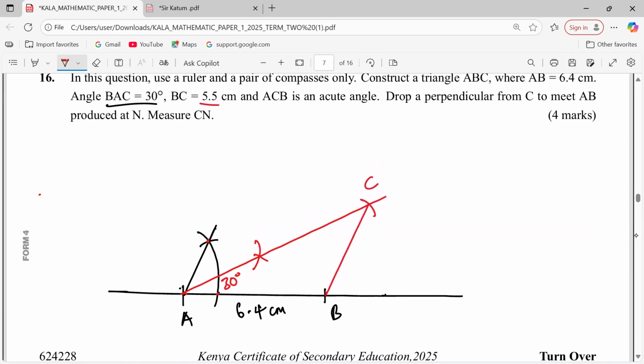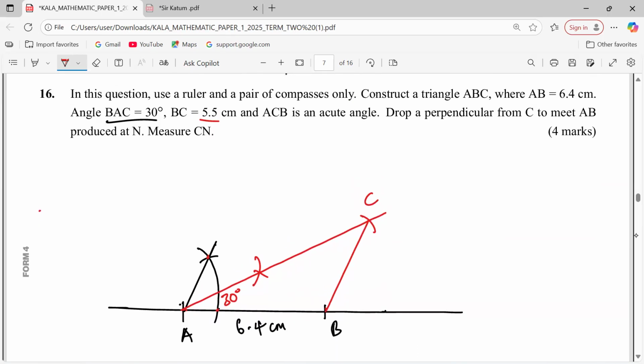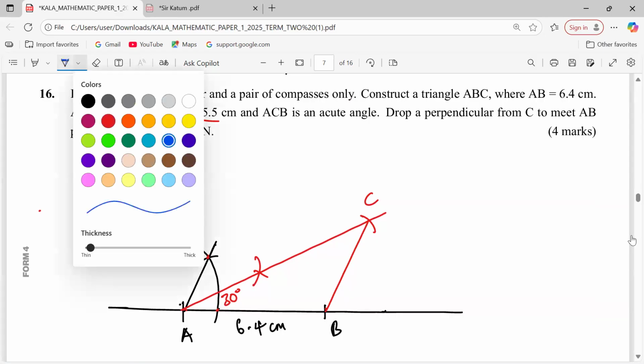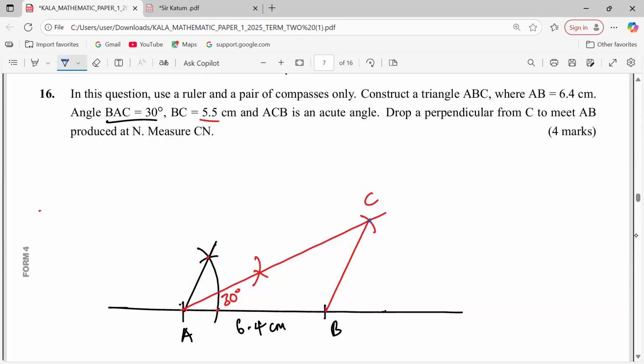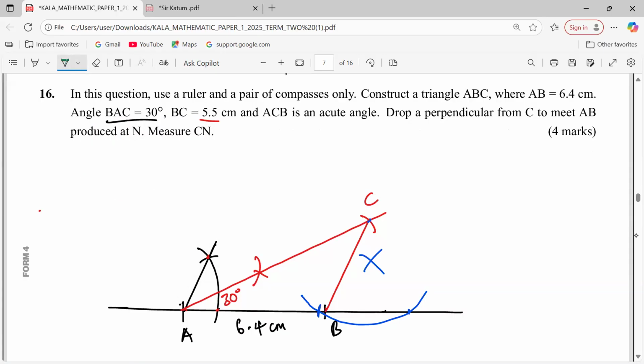Then after constructing the triangle, what else are we supposed to do? We drop a perpendicular from C to meet AB at N. So let me now drop a perpendicular. I stand at point C. Then I make arcs on this side like that. Then standing on the arcs at this point, I make other arcs on the upper side. Standing here, I also cut the first one. So that the line dropped through there shall be perpendicular through C to AB. Where they meet, we call it N. This is perfectly right angled.